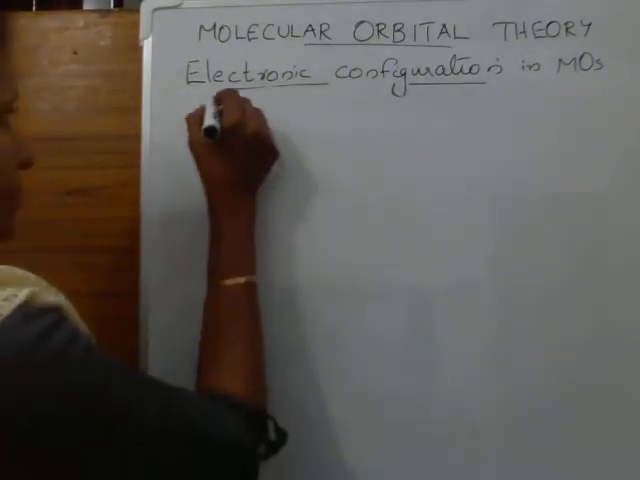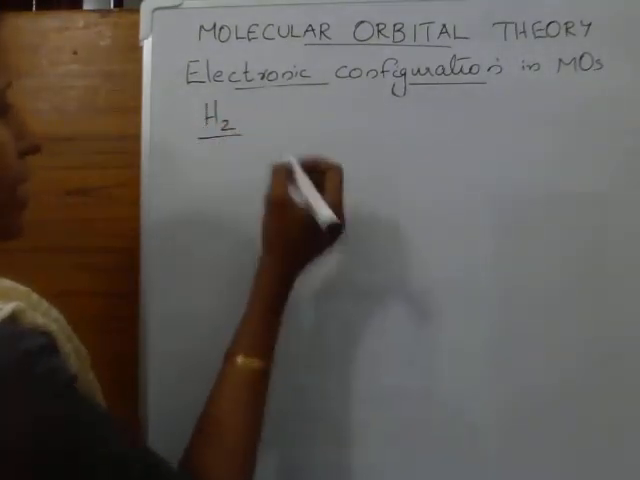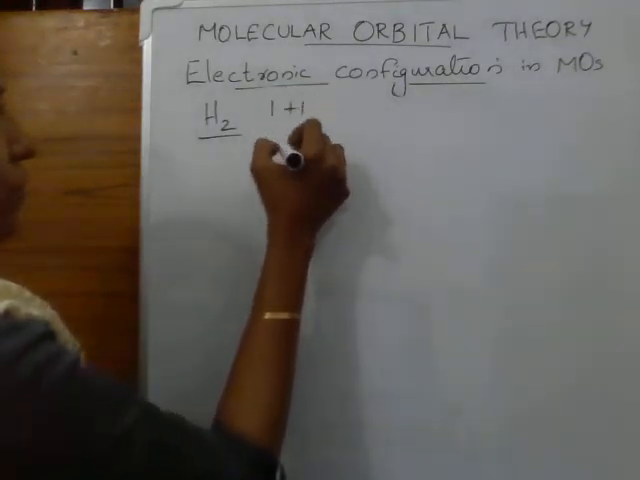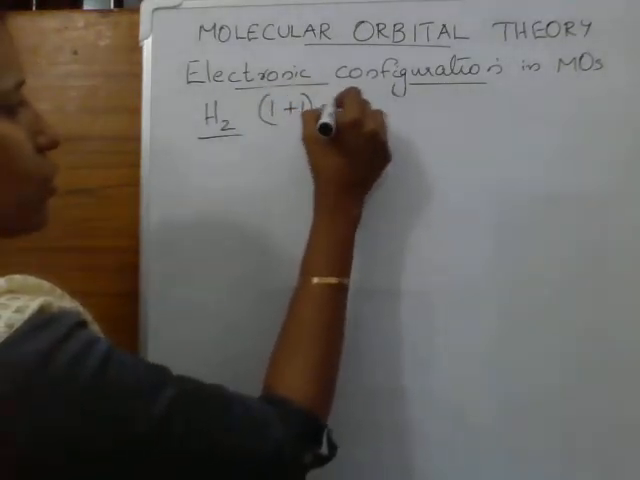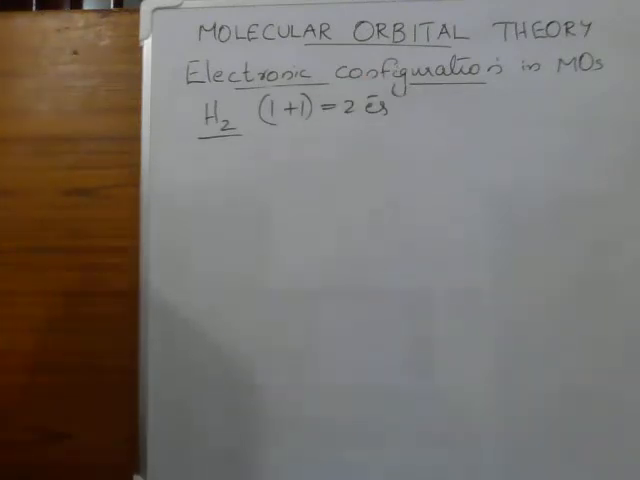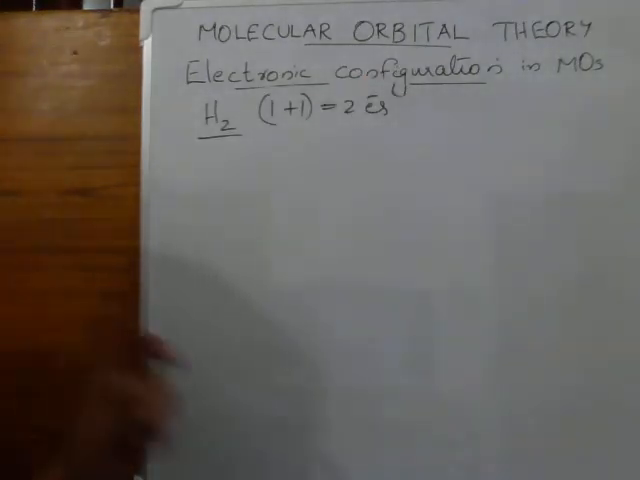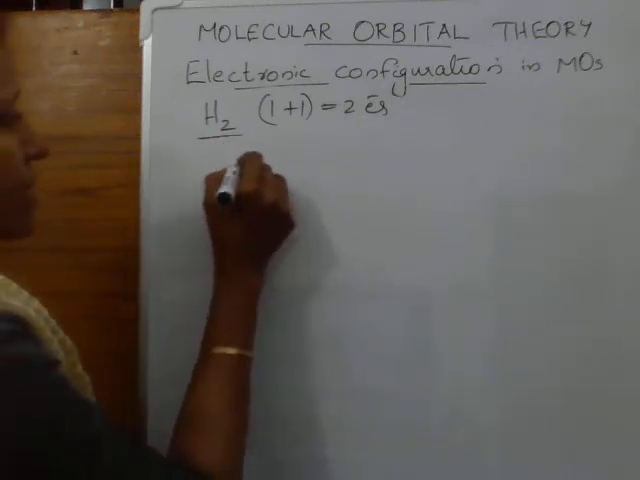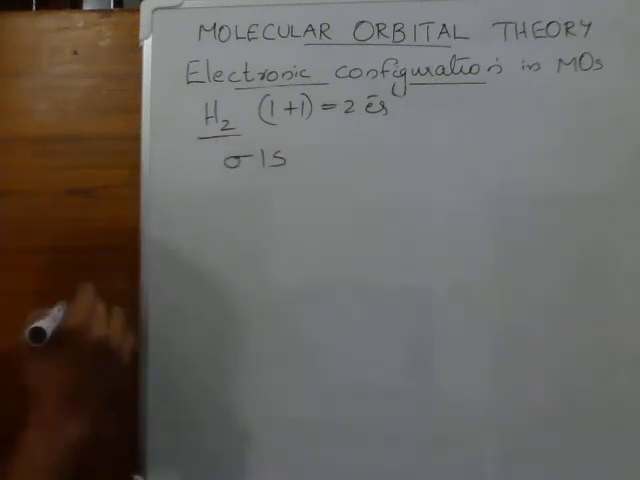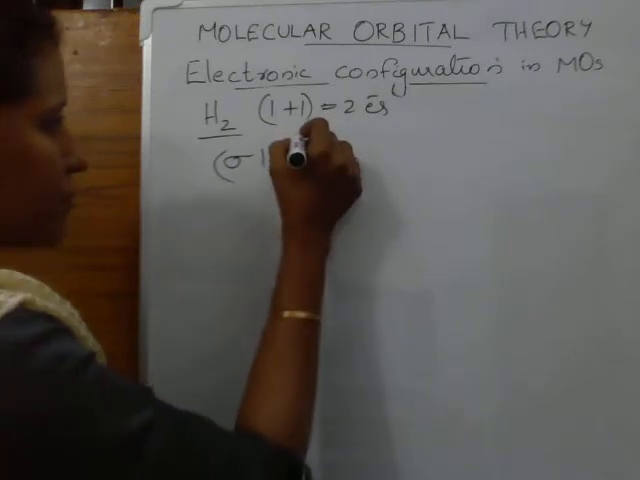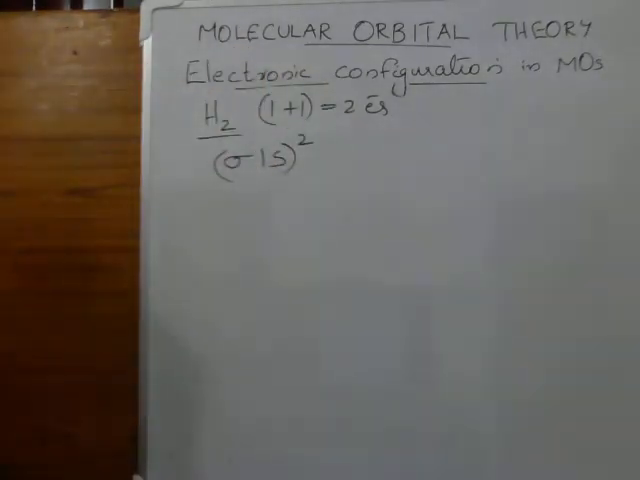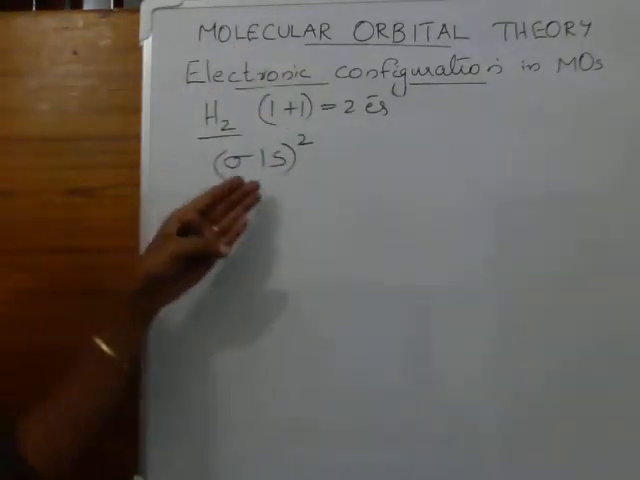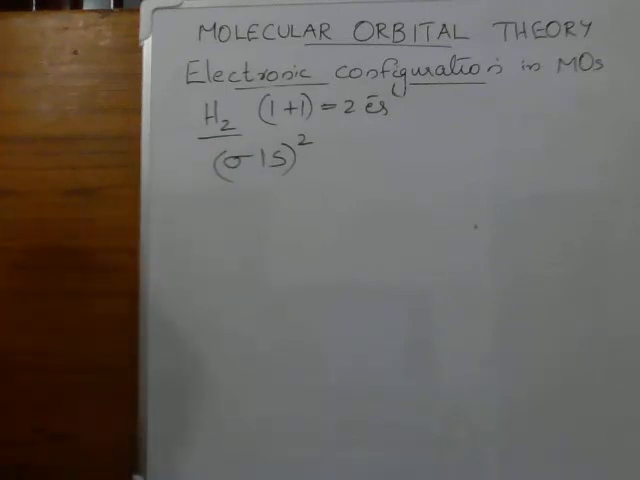H2 molecule, how many electrons? Hydrogen atomic number 1. So 1 plus 1, 2 hydrogens are there. So only 2 electrons present. The 2 electrons will be present in which molecular orbital? The lowest energy molecular orbital, that is sigma 1s. Sigma 1s is filled with 2 electrons. This is the MO electronic configuration of H2 molecule.